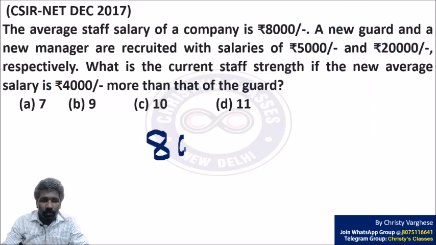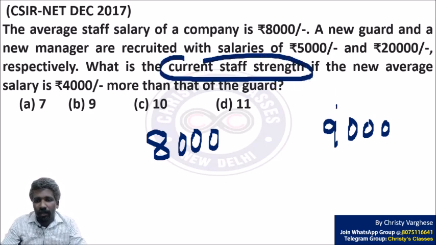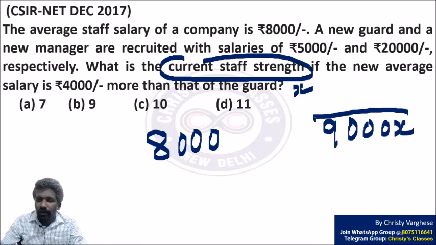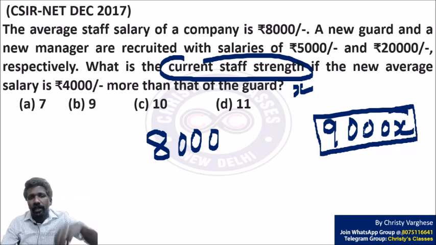So earlier 8,000 was the average salary. Now 9,000 is the average salary. Now you can use either direct method or elimination method. I will first show the direct method itself. Let x be the current staff strength. Current staff strength means new staff strength. Let x be the new staff strength. Required unknown I am taking as x. So 9,000x will be the total amount spent on all the employees together. Total money spent by the company on all the employees together.